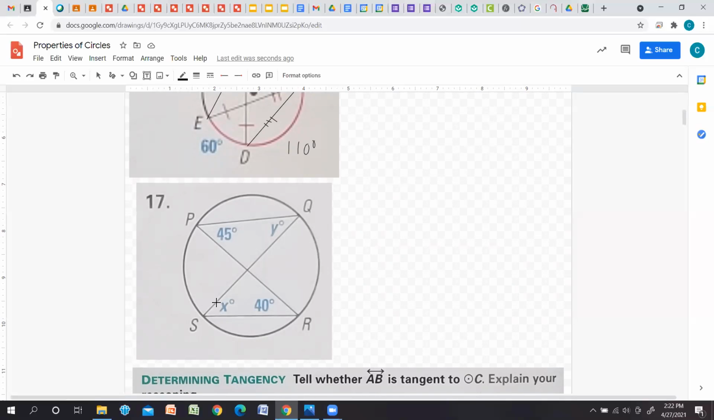But in this problem, we can actually see 45 degrees and x degrees intercept the same arc. If they intercept the same arc, then they have the same measure. So 45 degrees and x have the same measure. So x equals 45, right? QR is the same arc. So those are equal. Here we have SP. So 40 degrees and y degrees both intercept the same arc. So they must have the same measure. So then y must also be 40. Right, so that's just applying some of the properties and theorems that we know related to circles.